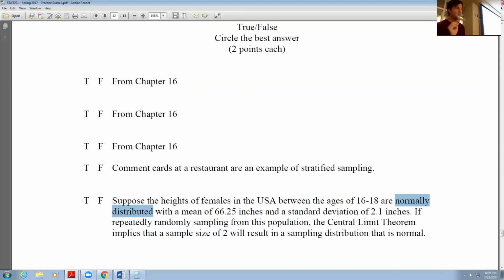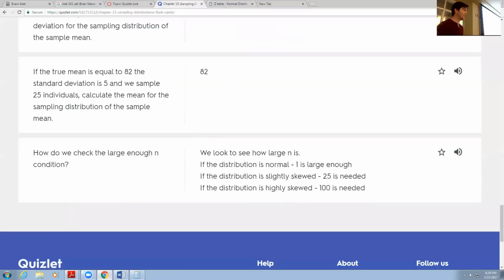That caught a lot of people. Remember, going back to once again, if it's normally distributed to begin with, 1 is large enough. So if the distribution was normal to begin with, then 1 is large enough of an n, because the original is normal. So anything we make as a new distribution of means from that will still be normal. Does that make sense? Great job.